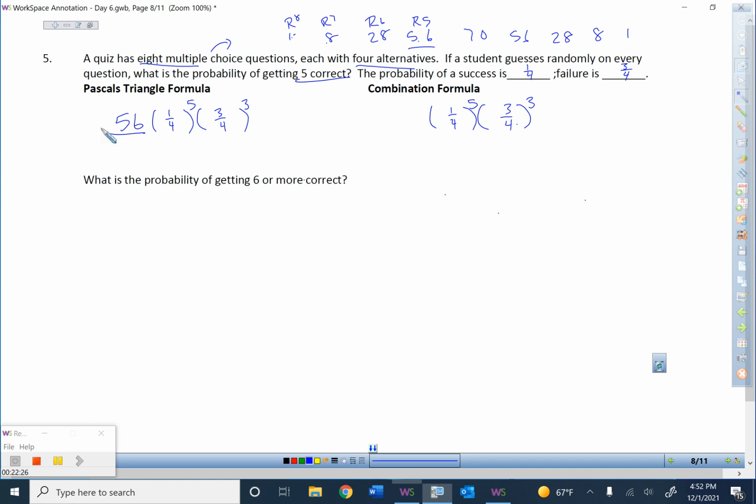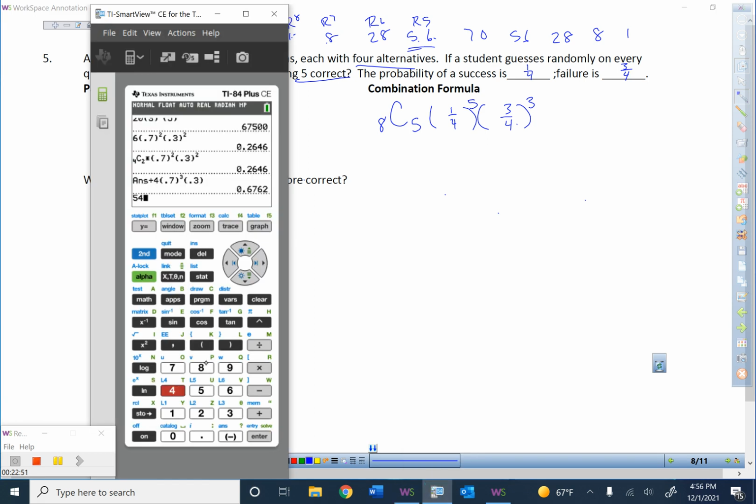Okay, so it is a shortcut as long as you can read what it means. Over here, how we could get that 56 using a combination is just thinking about, I have 8 total questions, and I want 5 of them to be right. Very straightforward, just a little tougher to type in. Okay, let's go ahead and type these in. 56, we wanted 0.25 as a fourth. We wanted 5 of them to be right. Second part are the wrong answers, 0.75. We wanted 3 of those.